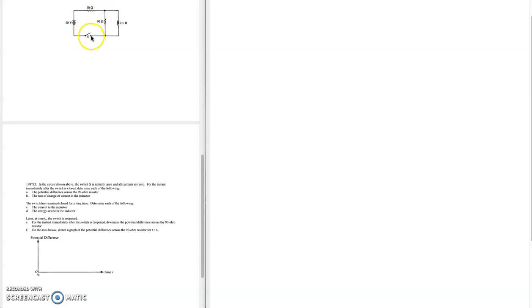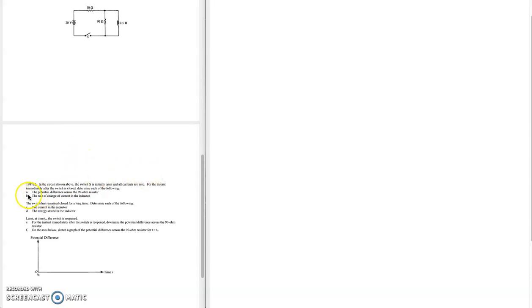So when we close the switch, the inductor will not have had any current in it, so all of the current will go through the 90 ohm resistor. After a very long time, the current in the inductor will have built up, and all of the current will go through the inductor, and none will go through the resistor. Meanwhile, however much current there is going to be going through the 10 ohm resistor because that's in series with the battery. So let's take a look at what they want us to find here.